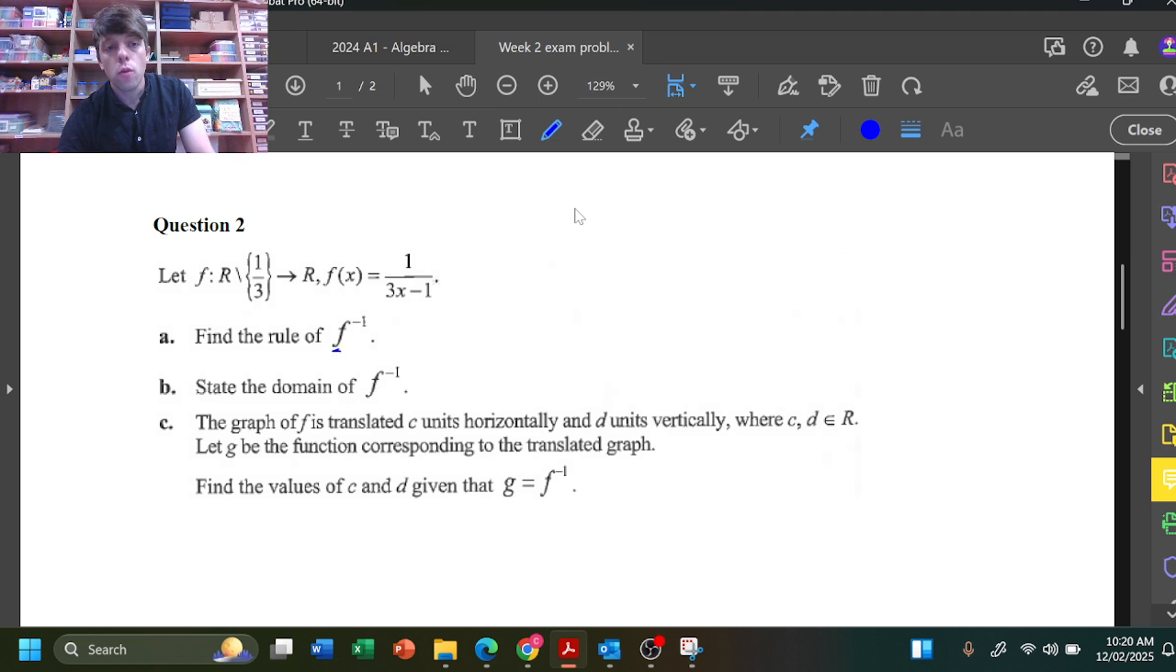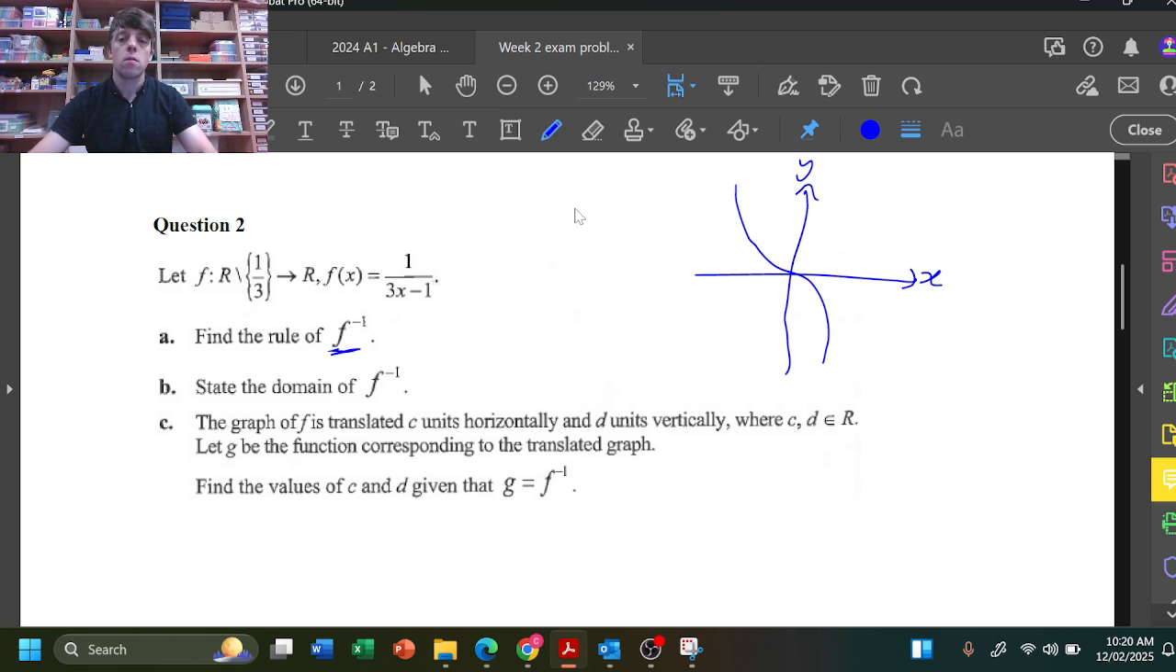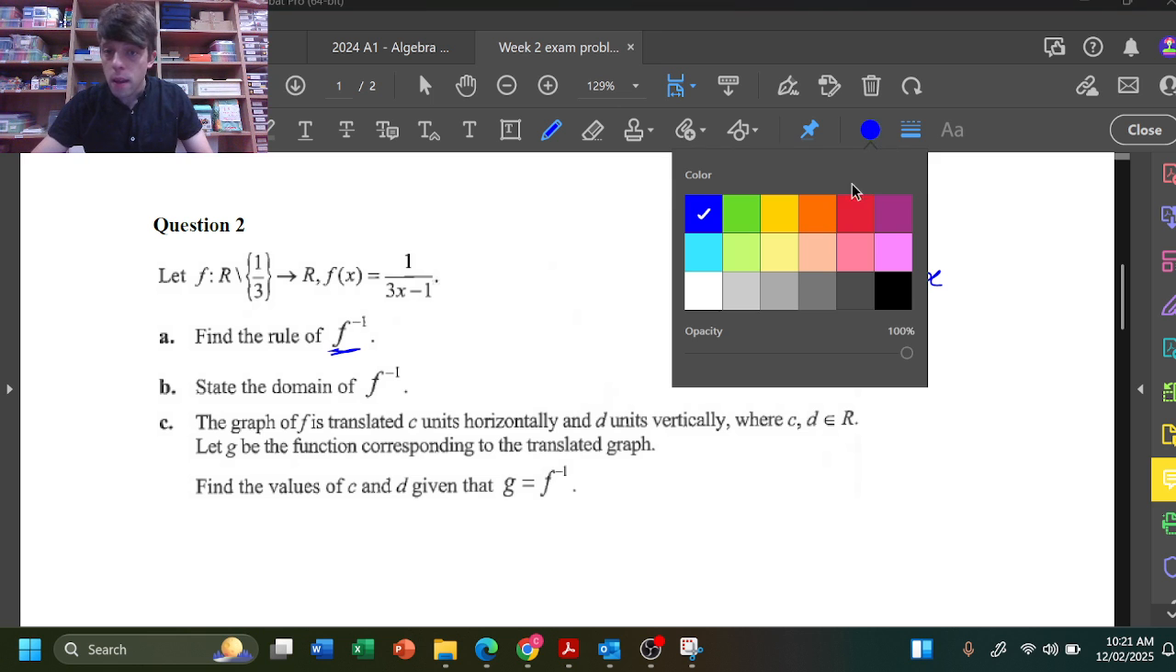Now here it says, find the rule for f inverse. So f inverse, if we recall, is the inverse of a function. And the inverse of a function basically means, if that's the y-axis and that's the x-axis, and let's say we have some graph, let's just put in a classic parabola maybe. So we just have a parabola there. There we go, we've got a little parabola there.